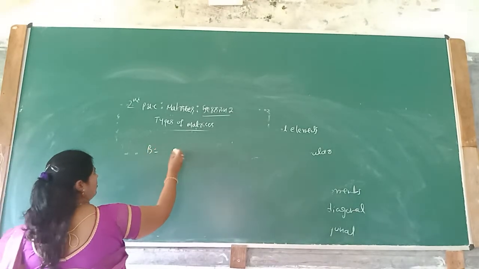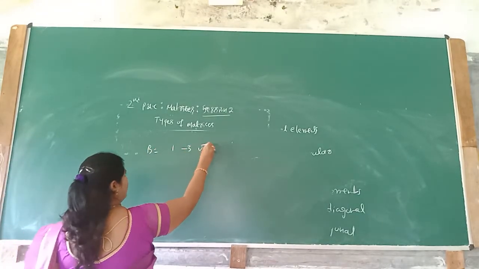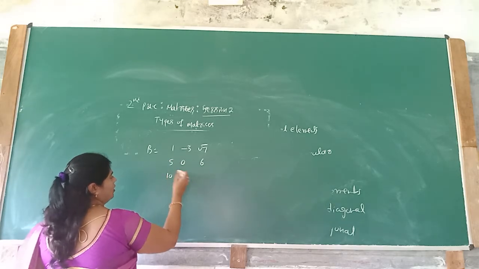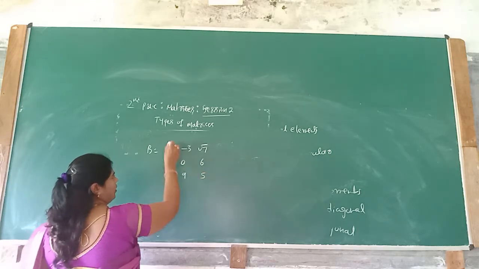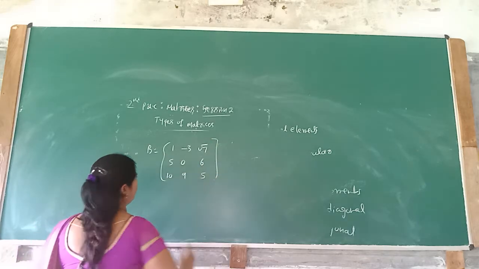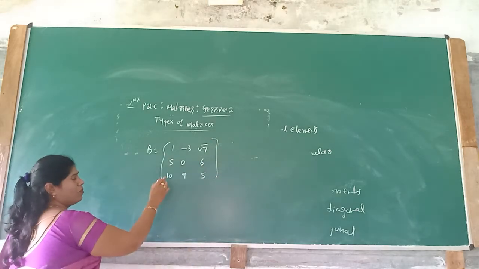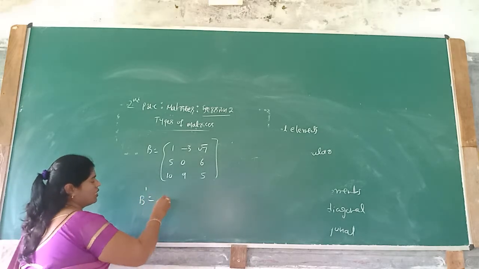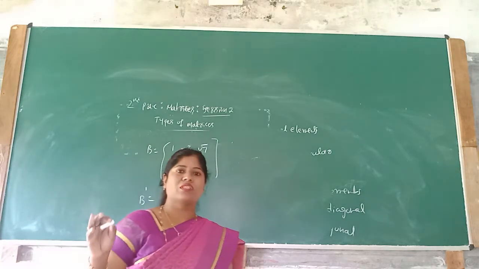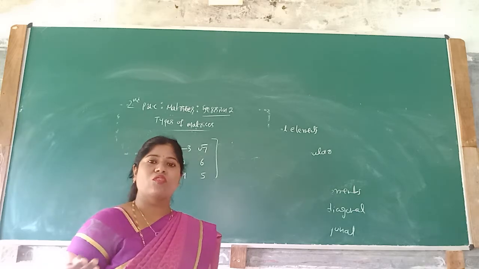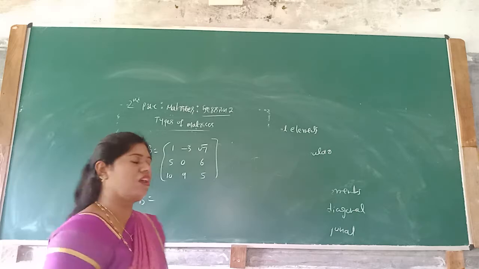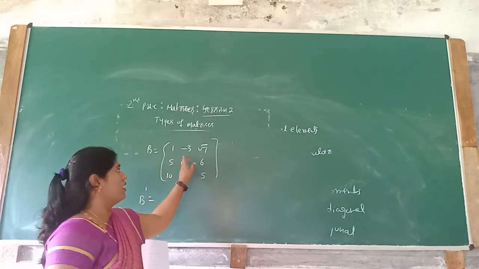B is equal to 1, minus 3, root 7, 5, 0, 6, 10, 9, 5. Okay, so this one is the matrix B. We have the transpose. The transpose of a matrix is the interchanging of rows and columns. Here, how many rows? There are three rows. And how many columns are there? There are 3 columns.